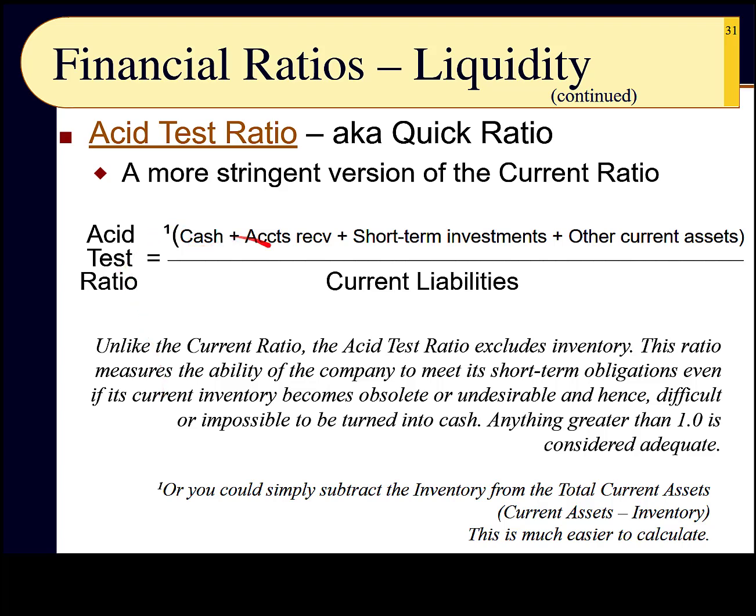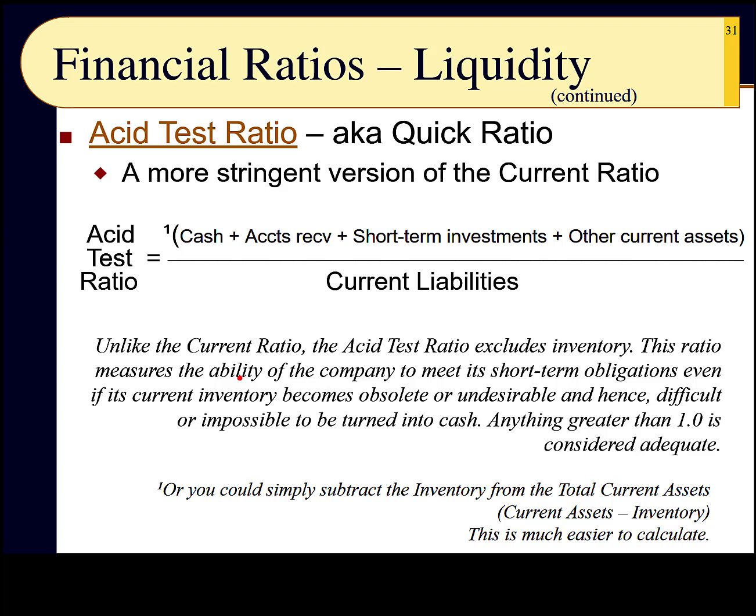Now, there's two ways of calculating it. You add up the cash and the accounts receivable and the short-term investments and the other current assets. But the easiest way is to take the current assets and just subtract the inventory. And that's what I do, okay? It's just so much easier. You don't have to do 4 different calculations. You just do one. You take current assets minus inventory.